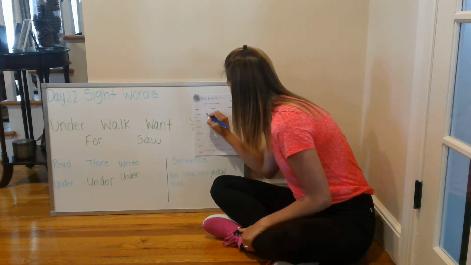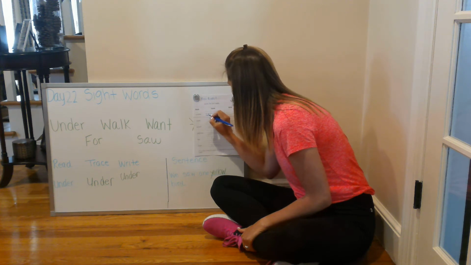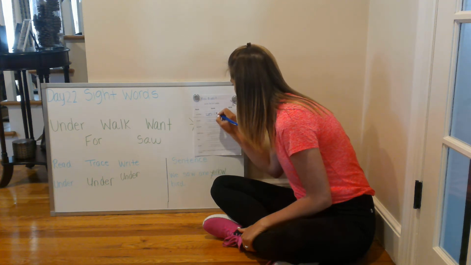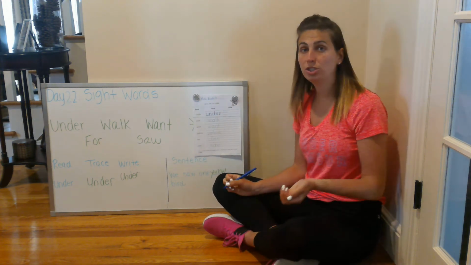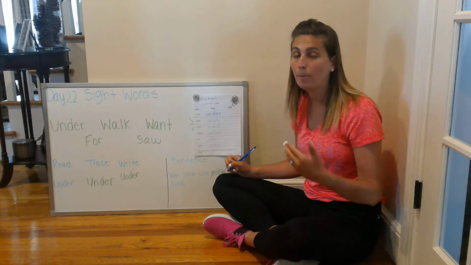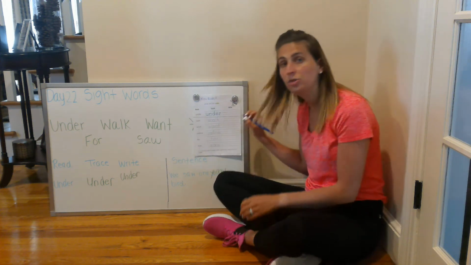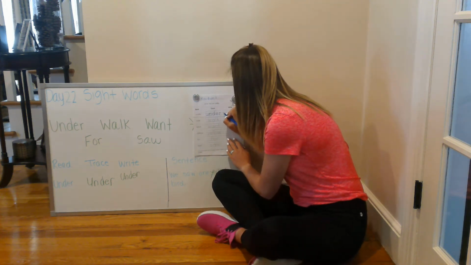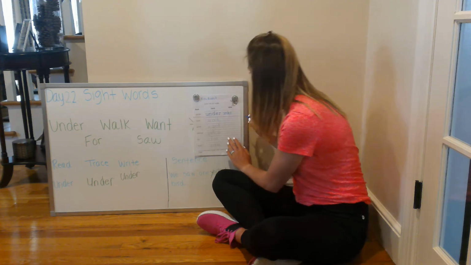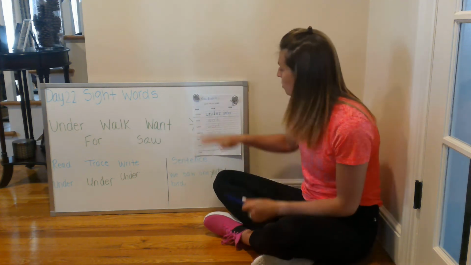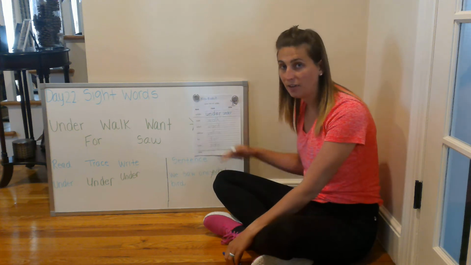So under, trace with me and say U, N, D, E, R. Under. Now we're going to write the sight word under on our own by saying each letter as we write it. Let's do it together. Under. U, N, D, E, R. Under. And you would repeat this process for the next 5 sight words.